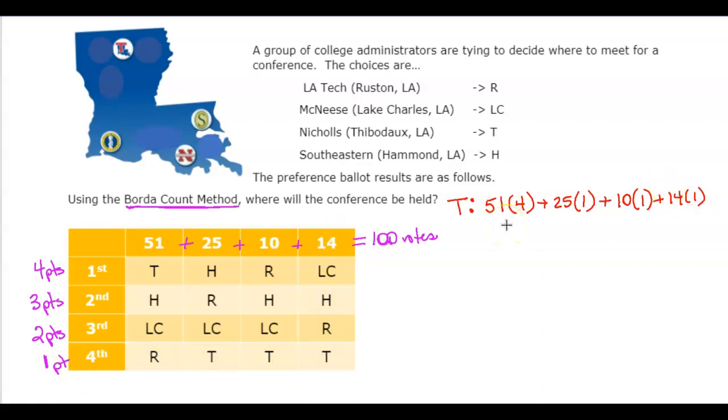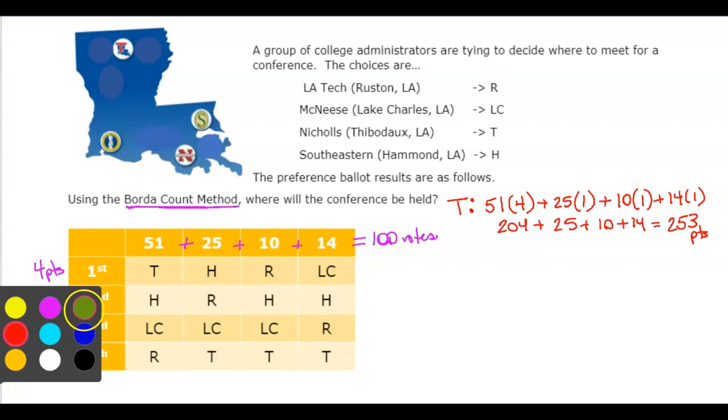So 51 times 4 is going to be 204. 25 times 1 is 25. 10 times 1 is 10. And 14 times 1 is 14. So if we add these up, 204 plus 25 plus 10 plus 14, Thibodeau receives 253 points using the Borda count method.